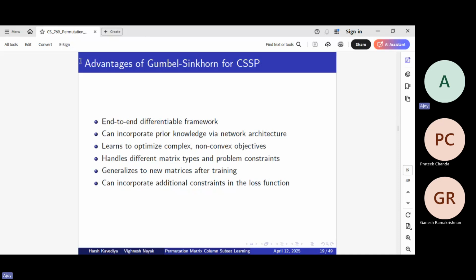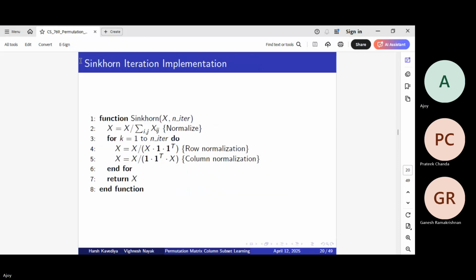So the advantages of Gumbel Sinkhorn are that it's completely differentiable. We can introduce many different metrics for the calculation of our scoring matrix, and it can easily generalize to any problem that involves a computation of a permutation matrix. It's a general algorithm. So the Sinkhorn normalization algorithm is given like this. It iteratively normalizes the rows, then the columns, and it iterates over multiple steps.